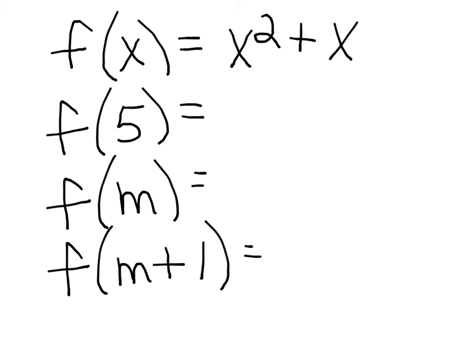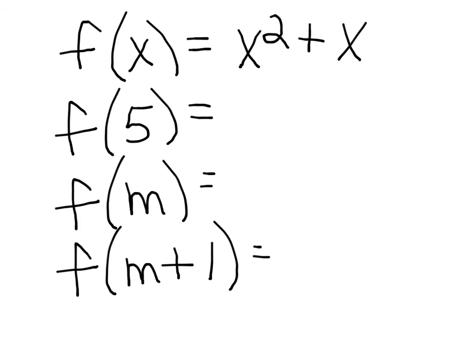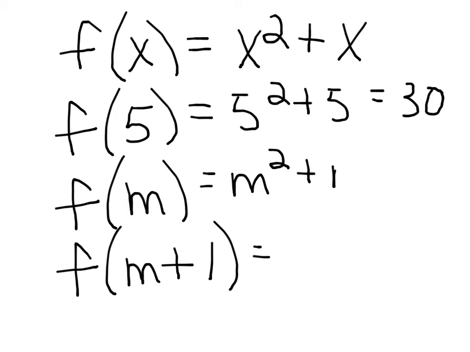So f of 5 would be 5 squared plus 5, which would be 30. F of m would just be m squared plus m.